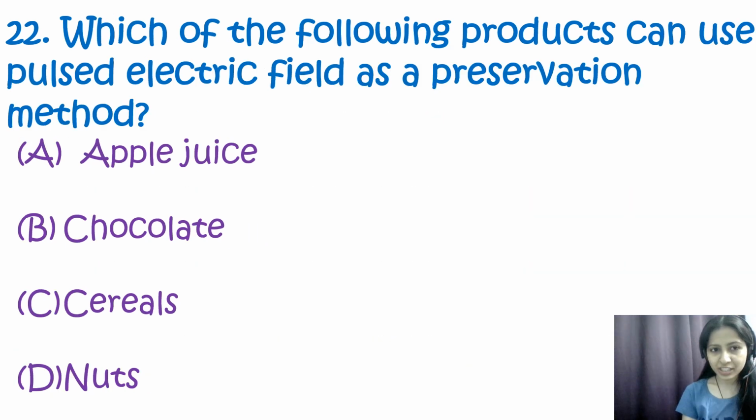So question number 22. Which of the following products can be used in pulsed electric field as a preservation method? The options are apple juice, chocolate, cereals, and nuts. So over here, the most appropriate answer is apple juice. Pulsed electric field, that is PEF processing, is a non-thermal method of preserving the food quality and extending the storage duration of food items, such as apple juices. So the correct answer is option A, that is apple juice.